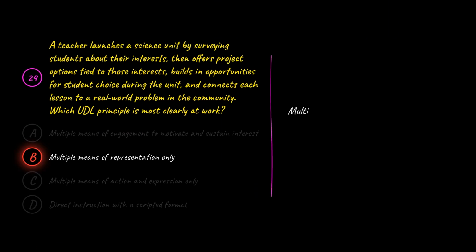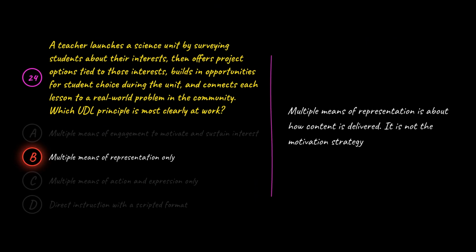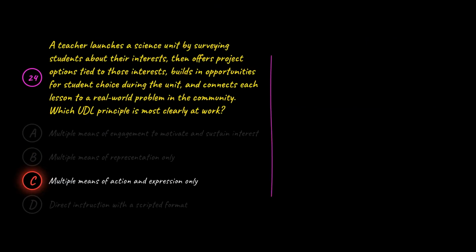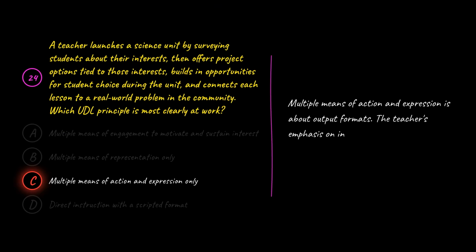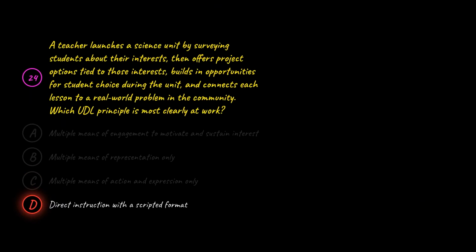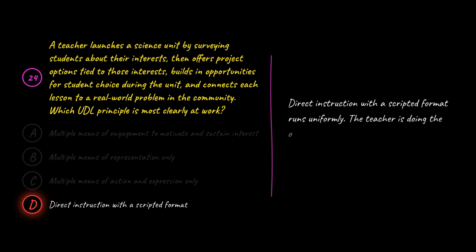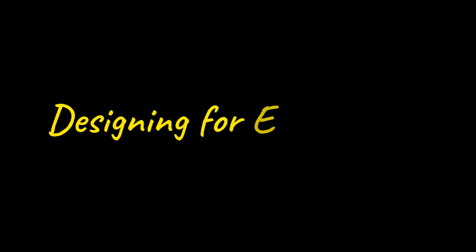B is wrong because multiple means of representation is about how content is delivered. It is not the motivation strategy the teacher is using. C is wrong because multiple means of action and expression is about output formats. The teacher's emphasis on interest and relevance points to engagement, not expression. D is wrong because direct instruction with a scripted format runs uniformly. The teacher is doing the opposite by personalizing the unit around student interests.